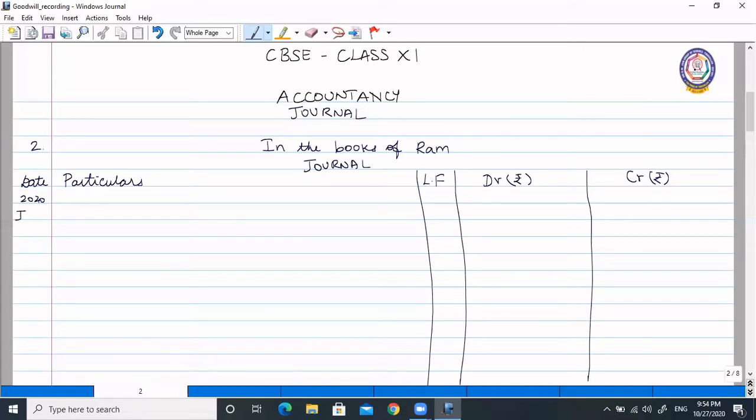So, we'll write the date first. On June 1st, Ram invested capital in cash. So, here the accounts involved in this transaction are two, that is cash account and capital account. Cash account has increased in the business. So when cash increases, we have to debit it. So cash account debit, and the other account involved here is capital, and capital increase has to be credited to capital account, and the amount is 1 lakh.